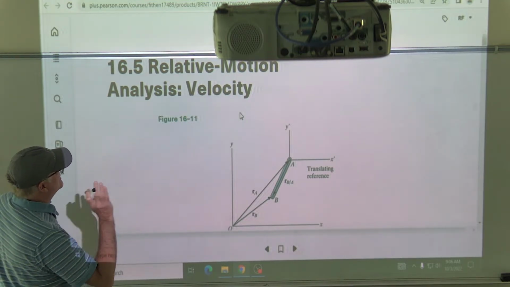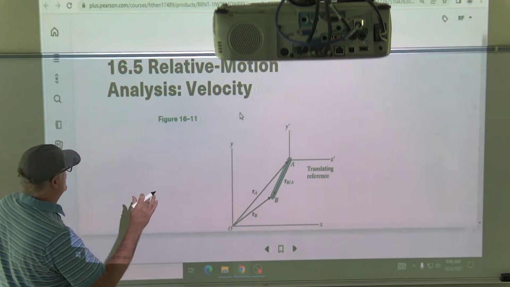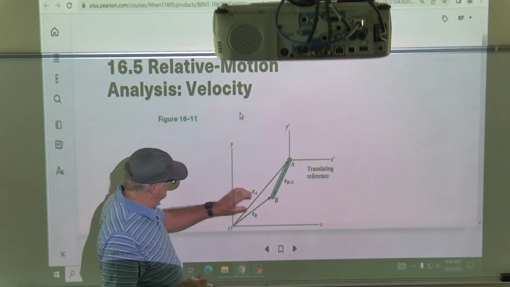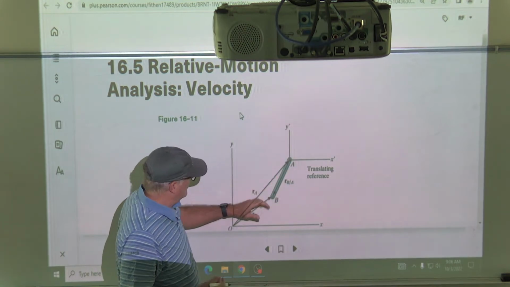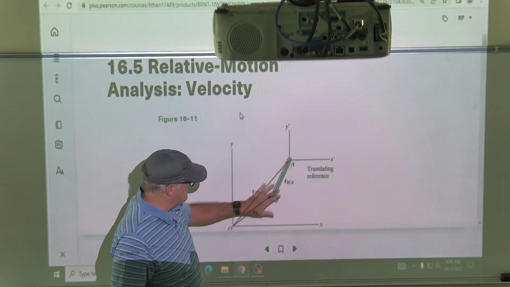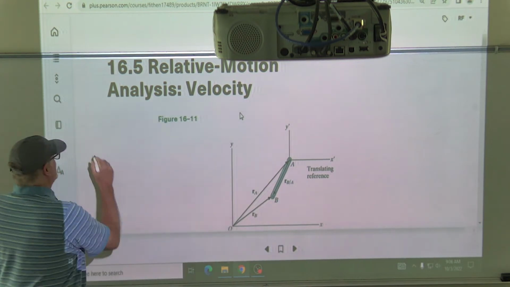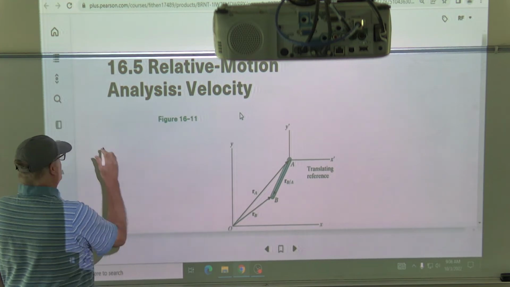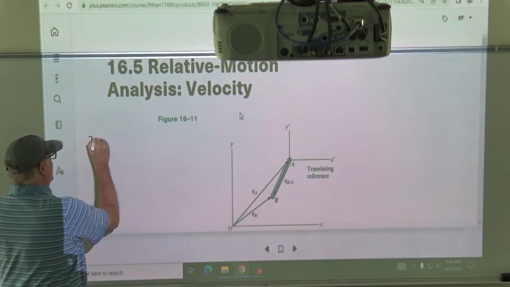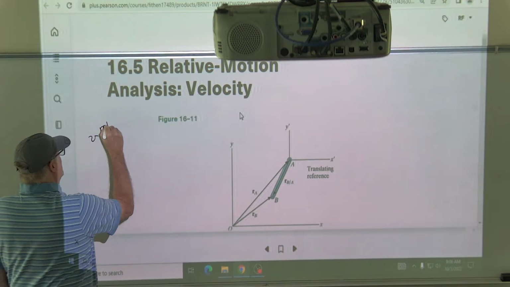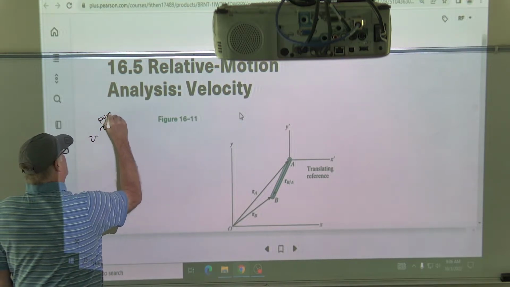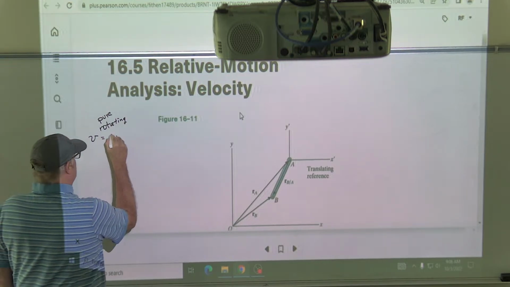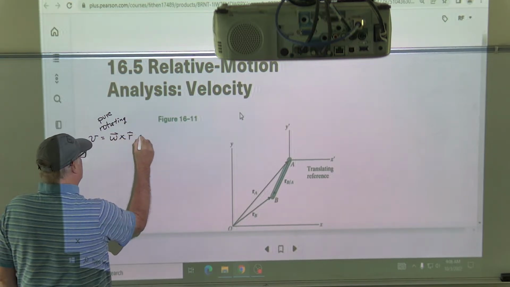So this is the title, rigid body, which means that the members are of course rigid and the distance between A and B remains fixed. So we learned, I wanted to say last time, but the time before last, that for purely rotating bodies, it's omega cross R in a vector sense.